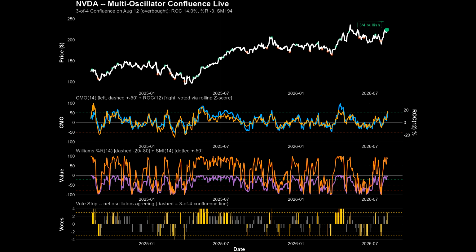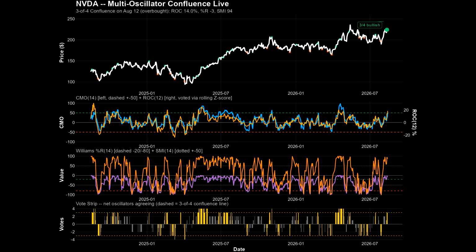And the vote strip along the bottom counts how many of these 4 oscillators agree in any given month, with a dashed line marking 3 of 4 confluence. Gold where that bar is cleared, gray where it isn't. Watch how rarely the gold bars actually appear. Real confluence is the exception, not the rule, exactly the caution this course keeps repeating.